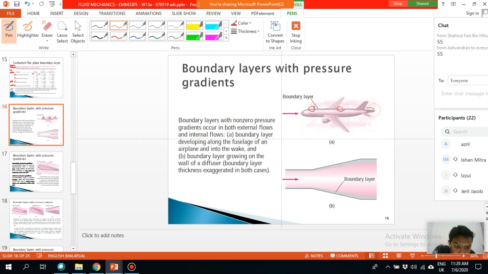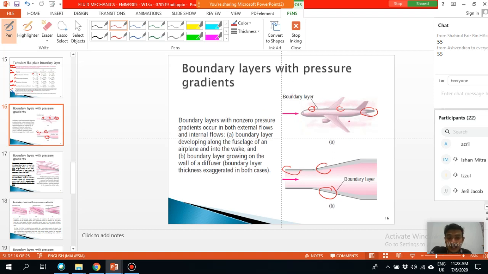This grey color shows the boundary layer along the fuselage. The second one is boundary layer growing on the wall diffusion. Boundary layer at the wall. You can see the grey color. So this is boundary layer for non-zero gradient. Non-zero gradient means that there is no additional pressure gradient.